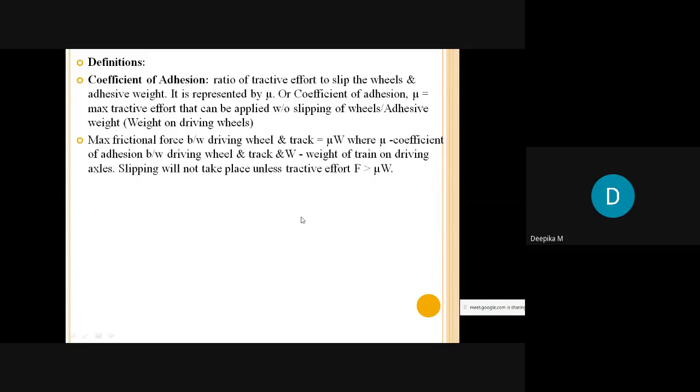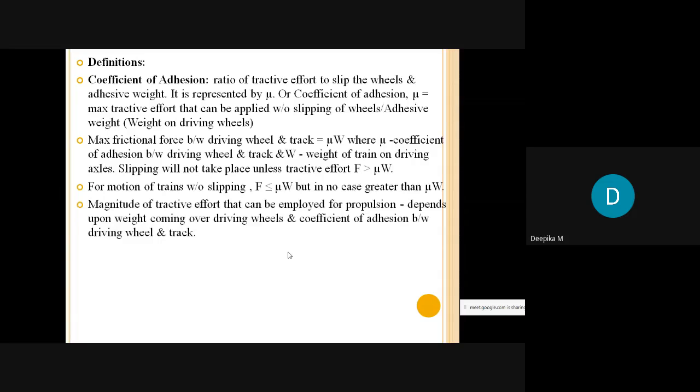then the wheel will slip on the track. So for motion of the train without slipping, the tractive effort should be less than or equal to the product of mu into W, that is the maximum frictional force. In no case should it be greater than mu into W. And the magnitude of tractive effort that can be employed for propulsion depends upon the weight coming over the driving wheels and the coefficient of adhesion between the driving wheel and the track. So you can see here, this is the formula, right?